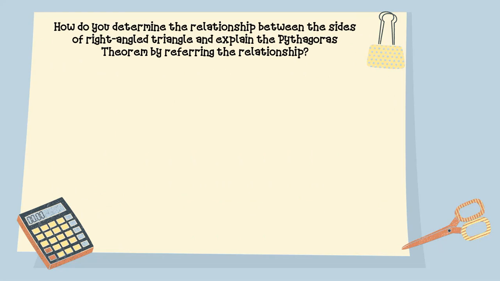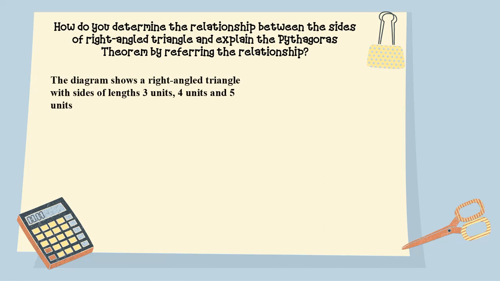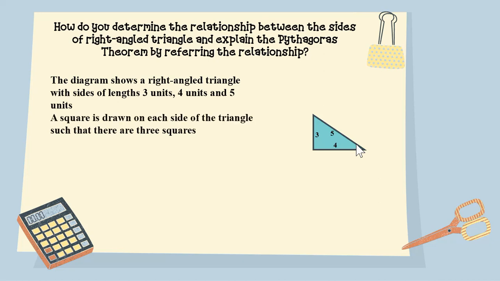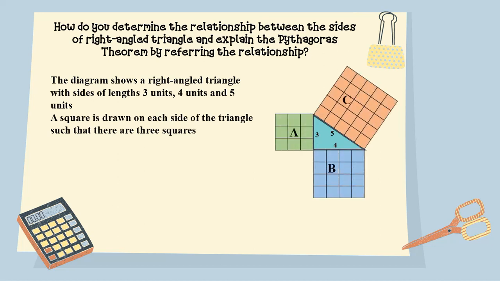Okay, how do you determine the relationship between the sides of a right angle triangle and explain the Pythagoras theorem by referring to the relationship? Now the diagram shows a right angle triangle with sides of length 3 units, 4 units, and 5 units. So if you look at this triangle, this side is 3 units, this one is 4 units, and this one is 5 units. A square is drawn on each side of the triangle such that there are 3 squares. So a square is drawn here like this. So this one is 3 units.